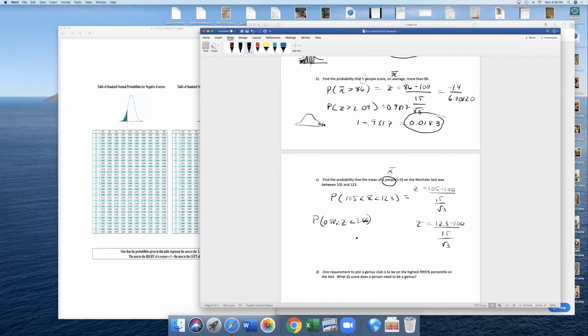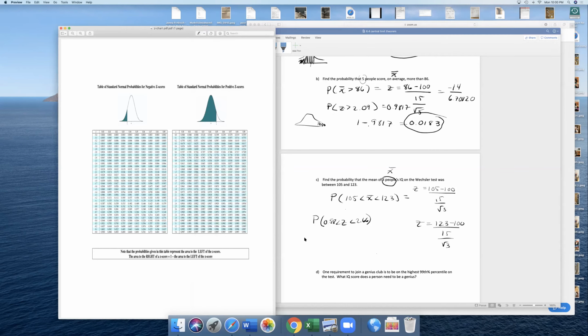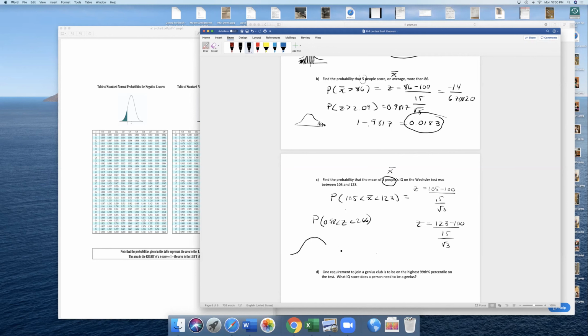I'm just going to double check that first one. 5 divided by 15 divided by the square root of 3. Yeah, it looks good. So again, we're going to convert these x's into z's. Z is equal to 0.58. And if you want to sketch it, here's what we want to figure out. Let's draw a picture of it first. So here's our mean. Remember, this is at 0, and here's 1, here's 2, here's 3 standard deviations from the mean. We're at 0.58 and 2.66. So this is the little slice that we're trying to figure out. We're trying to figure out what this area is right here.